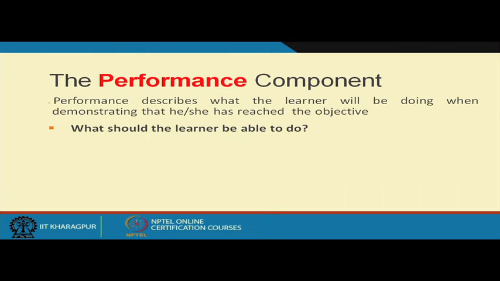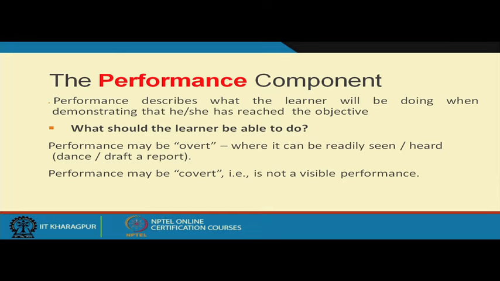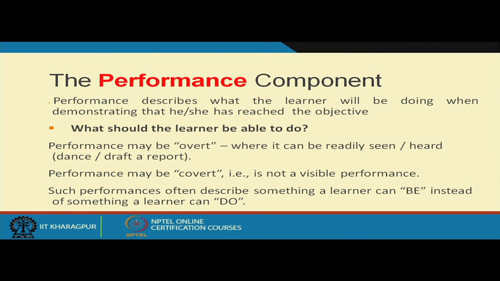So, the performance component describes what the learner will be doing when demonstrating he or she has reached the objective. What should the learner be able to do? Performance may be overt, where it can be readily seen, like dancing or drafting a report, right. So, it is overt, but it can be covert, which is not visible performance, right. Such performance often describes something a learner can be instead of something a learner can do, right. So, this is the performance part.